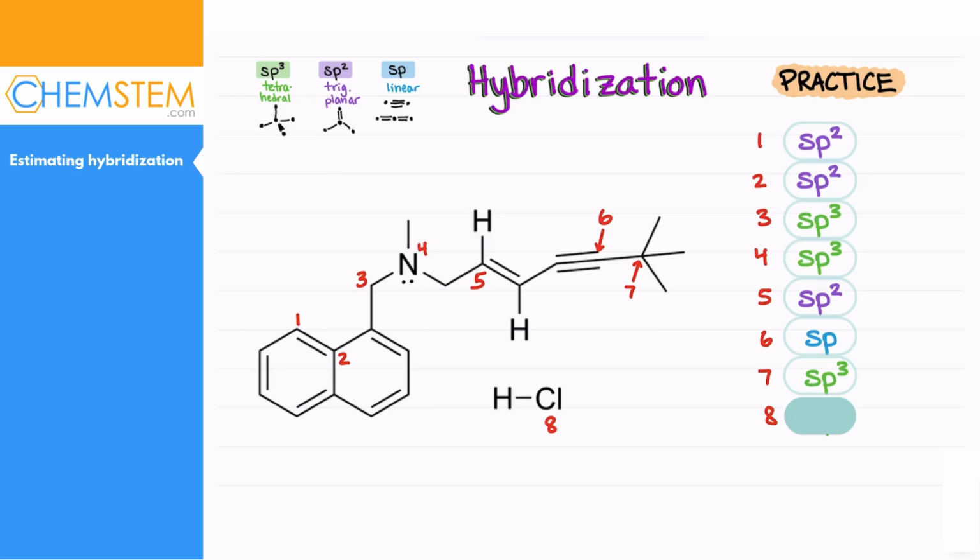And then for number 8, if you were to draw out the lone pair on the chlorine, you would see that this is going to have 4 electron regions, sp3 hybridized. And it's very clearly linear.